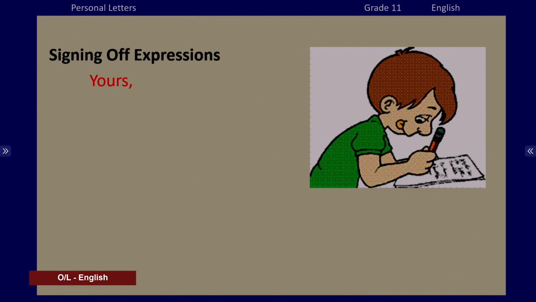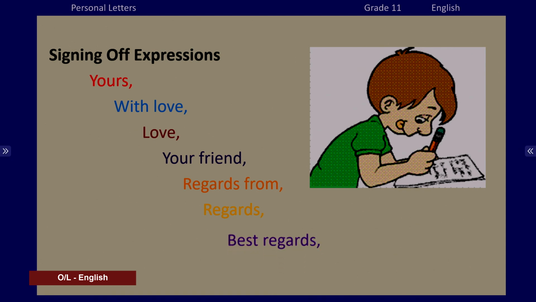Yours, with love, love, your friend, regards from or regards, best regards, sincerely. Can you find anything special about these expressions? Yes, I'm sure you know. All these signing expressions start with a capital letter. Make sure that you start signing off expressions with capital letters. It's a must.